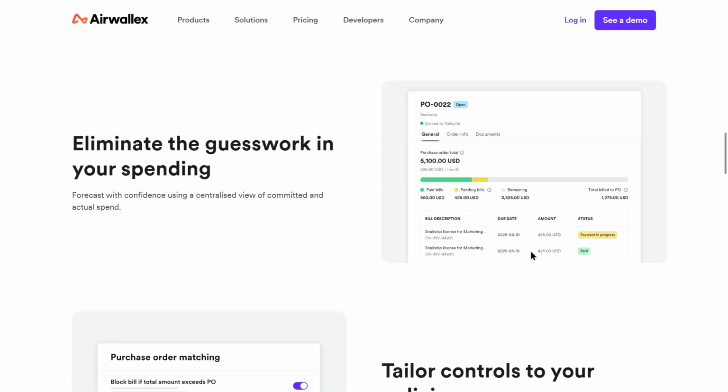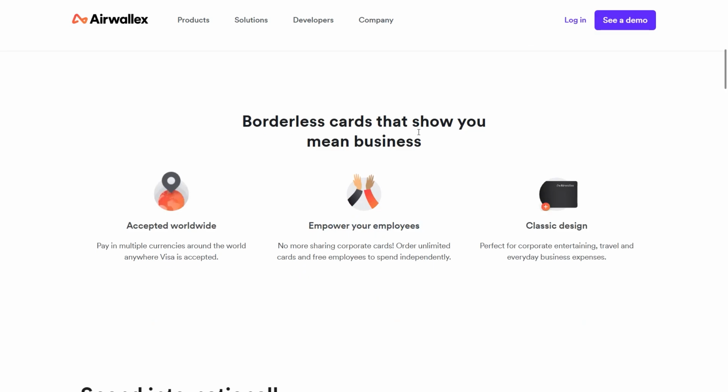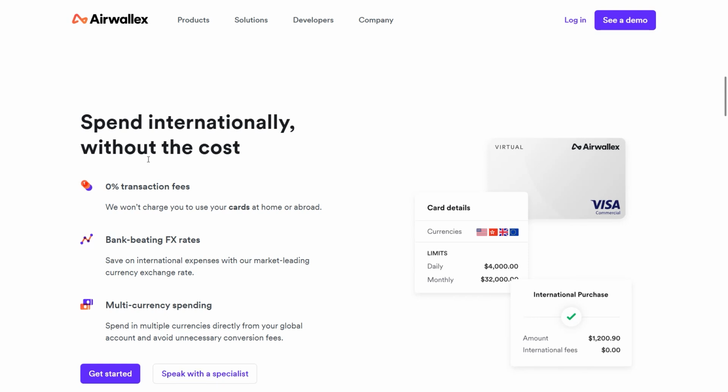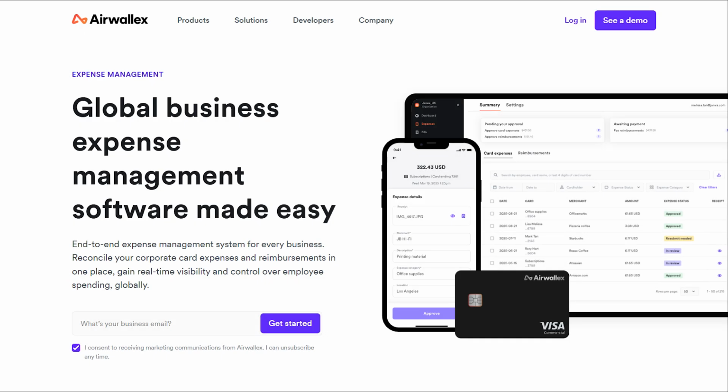So for my money, this level of operational efficiency is where you build real profit margins. Then there's the multi-currency corporate cards feature, which has become pretty indispensable for my business operations. These are sleek Visa cards that basically let you and your team spend around the world in multiple currencies with zero transaction fees. You can set spend controls right inside the app too. Combine this with their expense management, and you've killed the dreaded monthly expense report scramble.